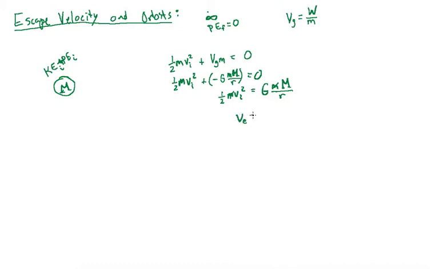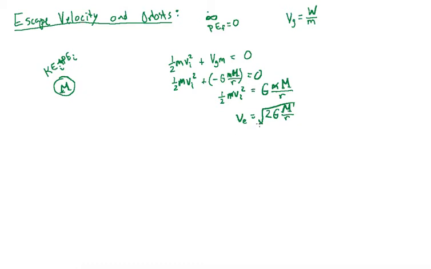V escape is going to equal the square root of 2GM, the mass of your planet, over R. And that would be our escape velocity, square root of 2GM over R. So that right there gives you basically what you'd have to do to get this.